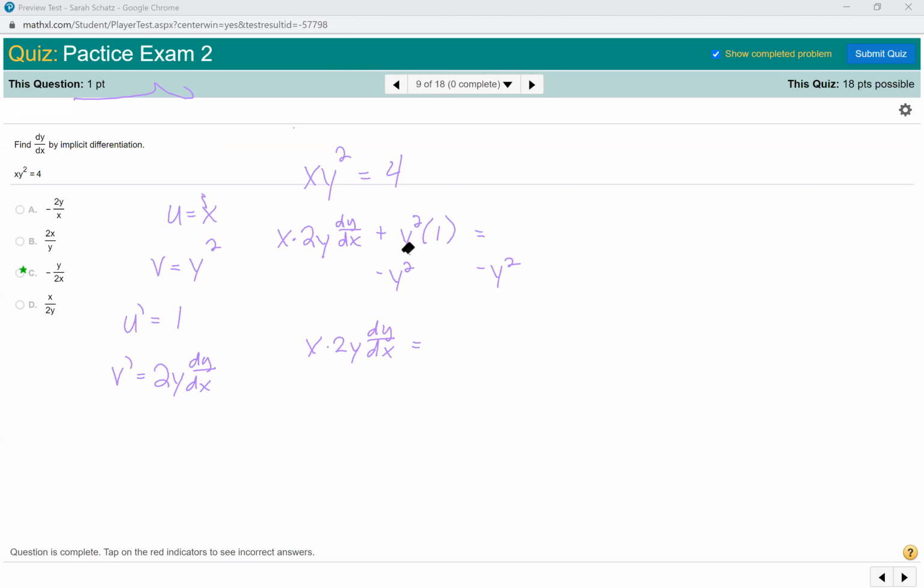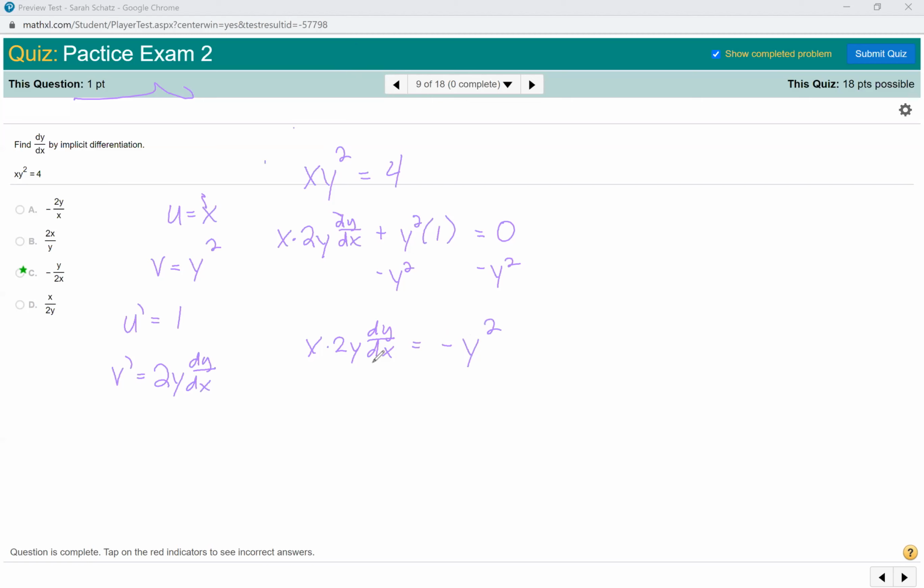You guys, the derivative of 4 is 0, and I didn't take the derivative of that side. I just wrote it as a 4. So yes, be careful. So we are going to minus the y squared, but it's minus from 0. So we just have minus y squared over there.